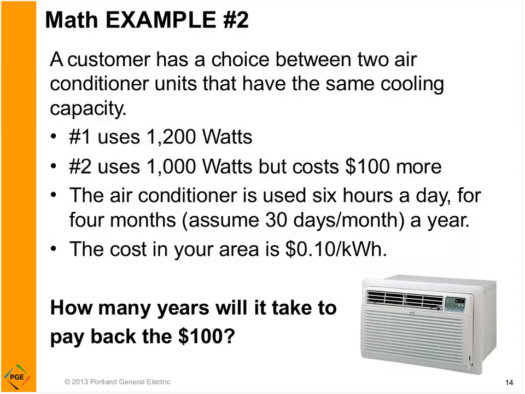So in this case, there are choices between 2 air conditioner units. They have the same exact capacity. Remember, capacity is in tons there. One uses 1,200 watts. The other one uses 1,000 watts. Well, of course, we'd like the 1,000-watt unit because it lowers our energy bills over the next 10 to 15 years. But it costs me $100 more. The air conditioners use 6 hours a day for 4 months, assuming 30 days a month.